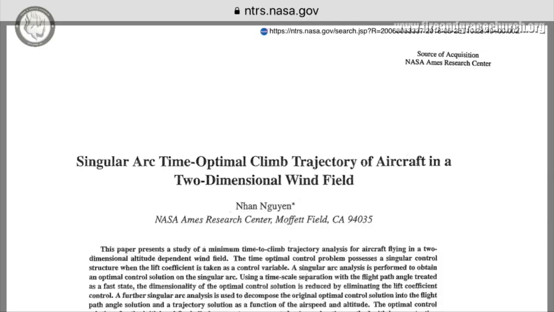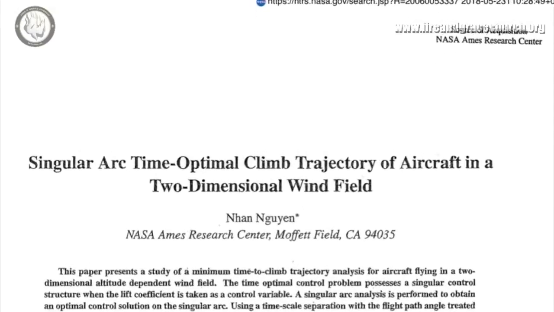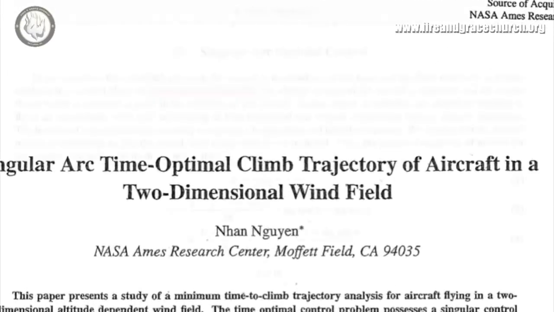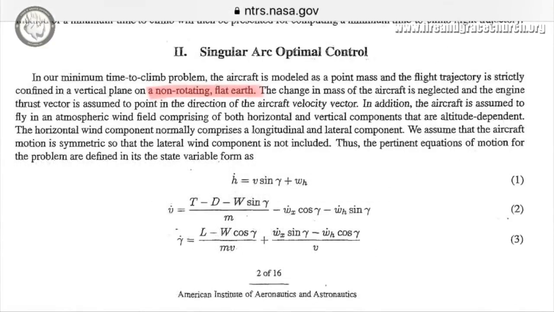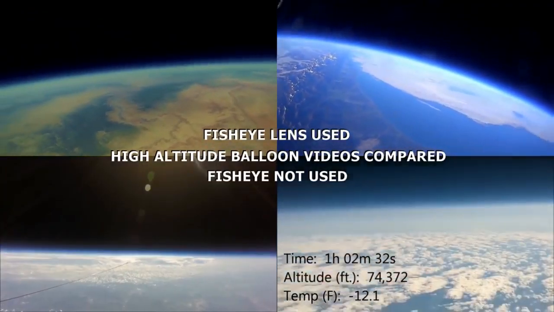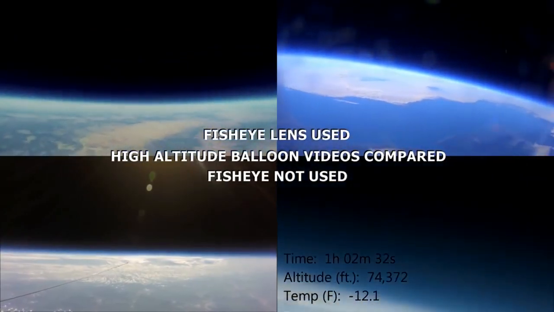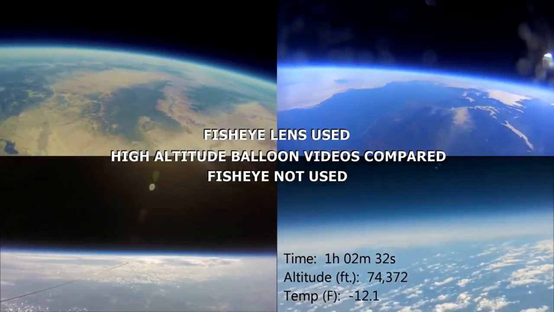Everybody said, I'm not a rocket scientist. Well, these are. So this document goes on to say, in our minimum time to climb problem, the aircraft is modeled as a point mass, and the flight trajectory is strictly confined in a vertical plane on a non-rotating flat Earth. Do you see that? Does everybody see that?